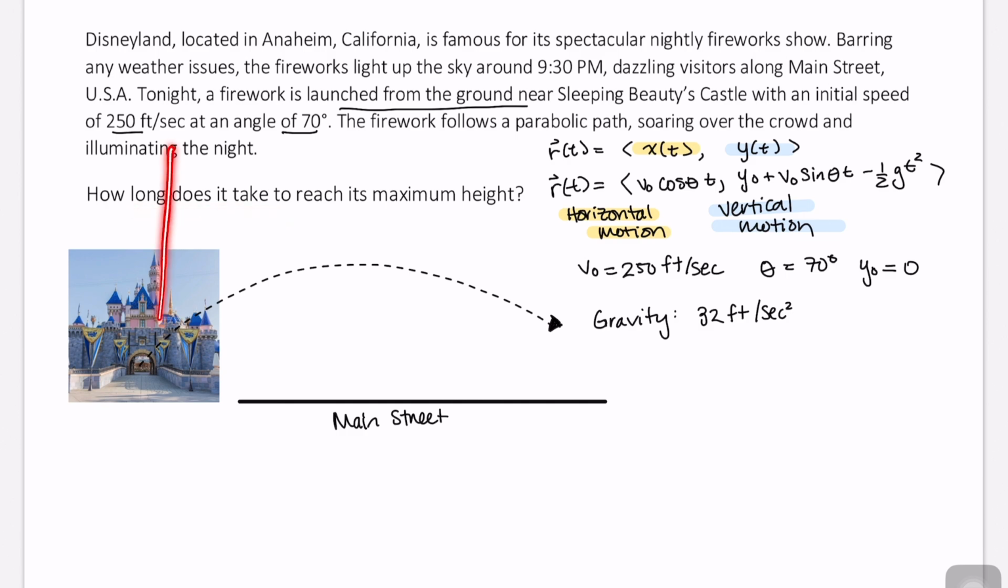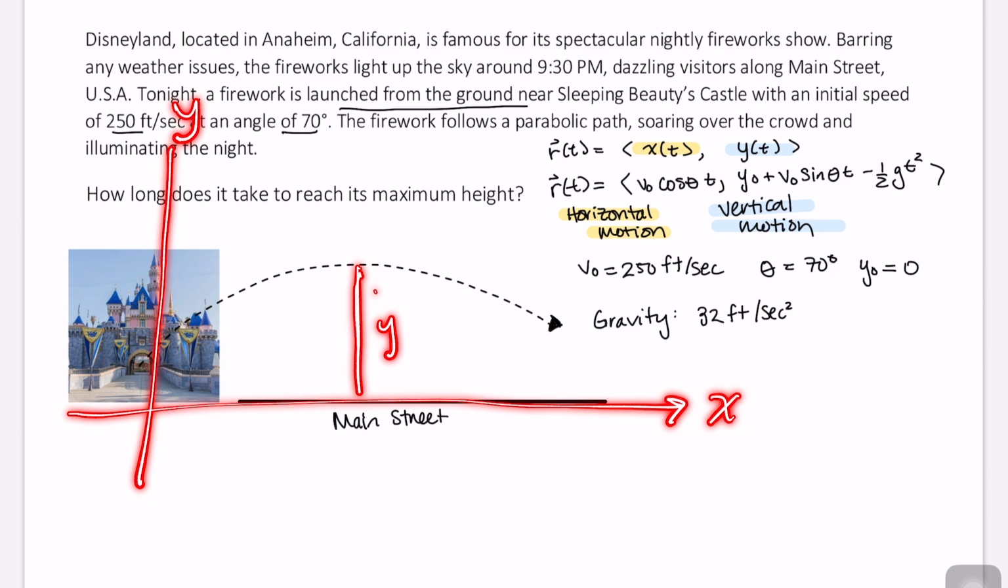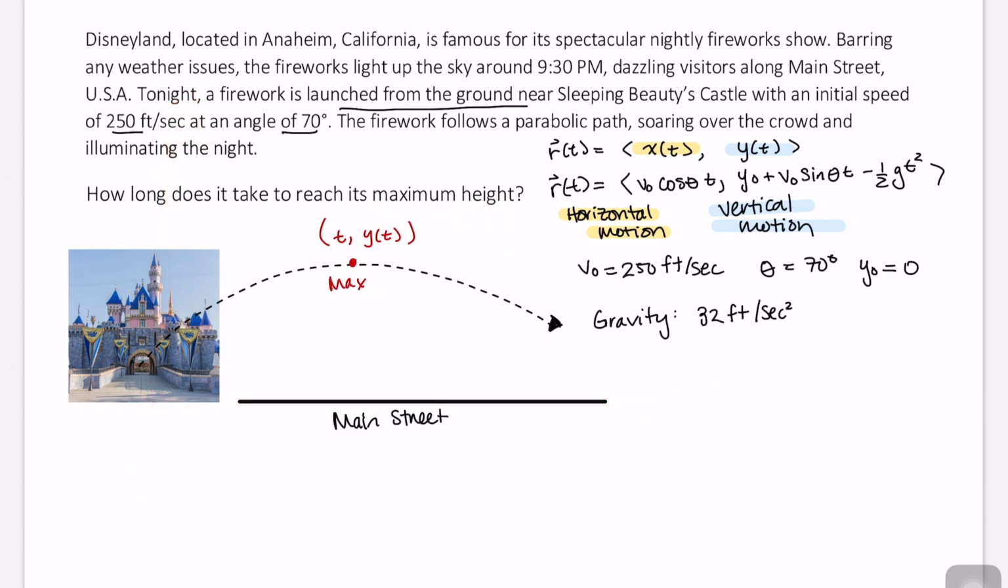So now if this were graphed on an xy plane, so here's x, here's y, the maximum here would occur at a particular ordered pair, and that ordered pair would be time, comma, y evaluated at that time. That would give us the height. So we need to find where this maximum occurs. So we can do that using methods from Calc 1.